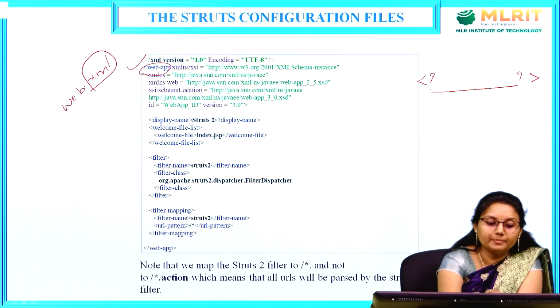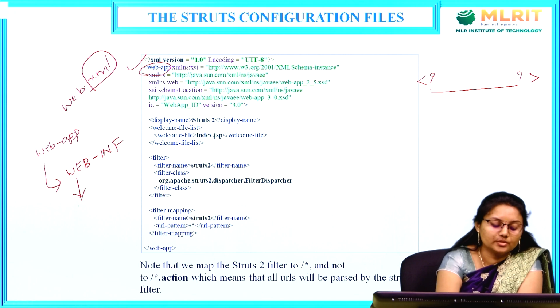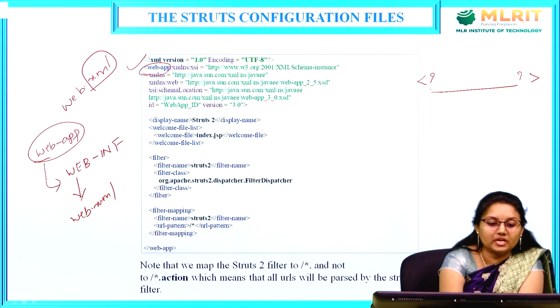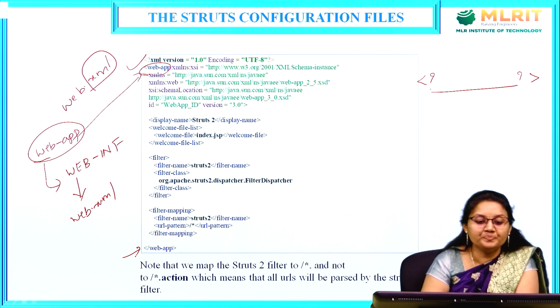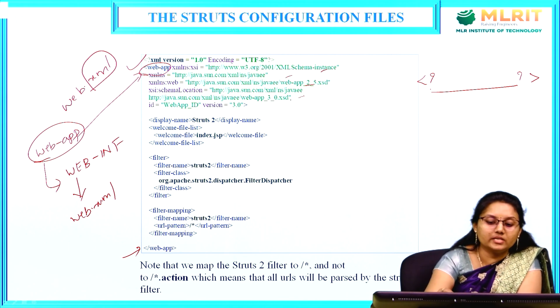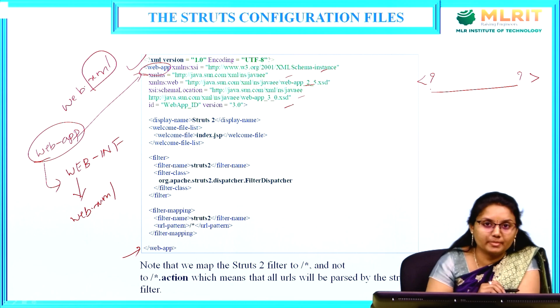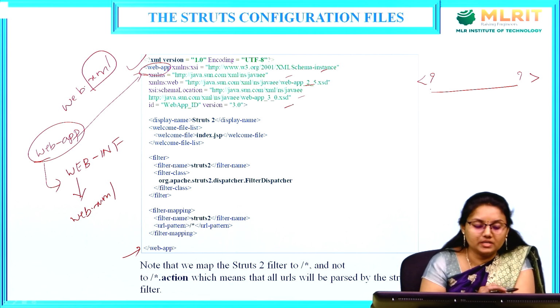So, web-app is what we are giving. I told you the hierarchy. What is the hierarchy? Web app, under this you have folders like WEB-INF, and in this you have web.xml. So this hierarchy you know. So what is the root node here? Web-app. That web-app is the root node, the root tag name that we are giving. For this, these are all attributes that we have given for namespaces, defining the namespace.